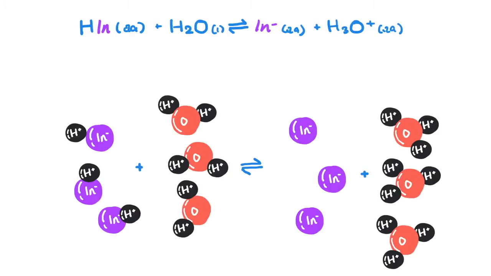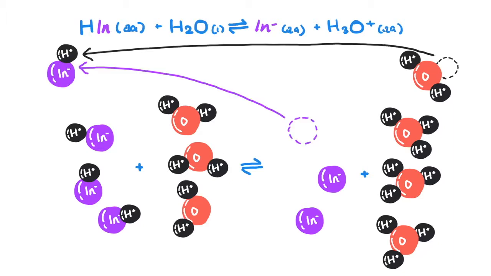Essentially, indicators are just weak acids and can be represented like so. HIn is the unionized form of an indicator, and In negative is the conjugate base. This equilibrium is influenced by changes in pH, so when the pH is low, as in more hydroniums, it shifts in the reverse direction to counteract the change and results in more HIn, which is essentially a particular color. Its conjugate base would have a different color as well.